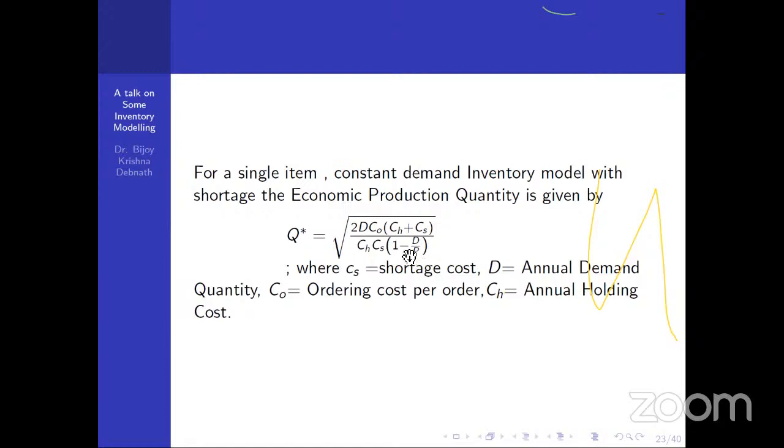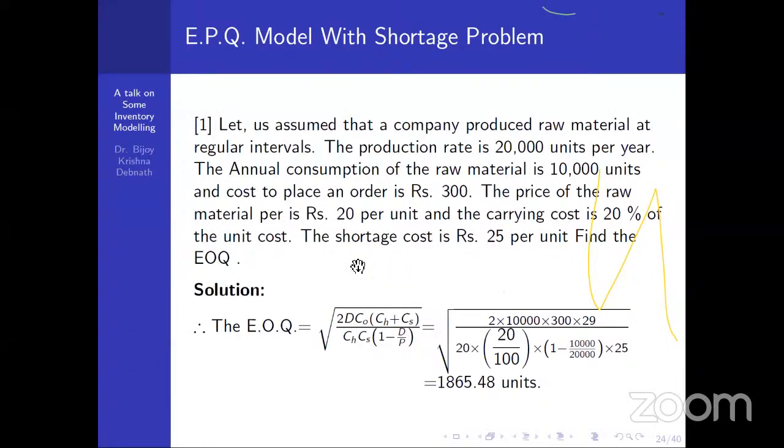And here also, if we divide this term now, 1 plus CH by CS. That means if shortage tends to infinity, if there is no shortage, then this model goes to this previous model. And if along with this, p tends to infinity, then this EPQ model goes to the EOQ model. Okay, so here is an example.